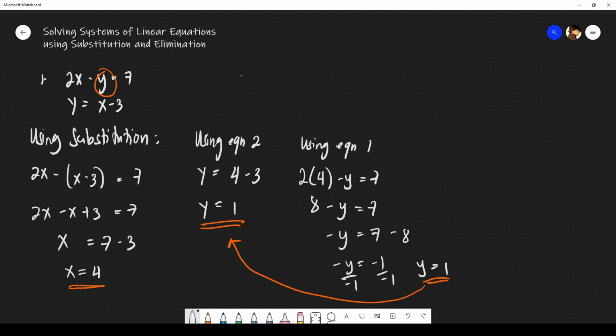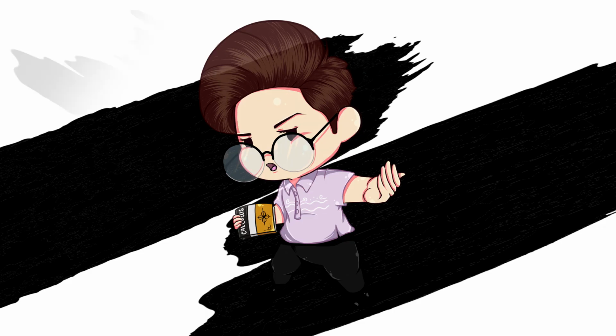Therefore, our final answer should be in the form of coordinates. In this case, it will be (4, 1). The first entry should always be the x, which is the abscissa. So this is your final answer. That's how you solve equations using substitution. Let us proceed with the next example.